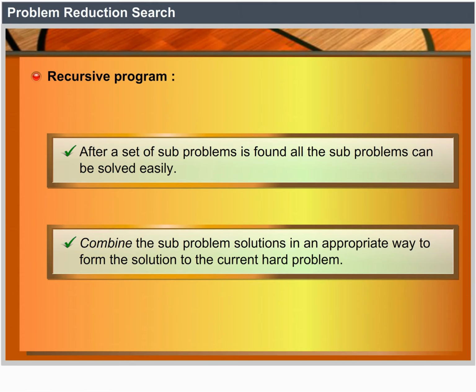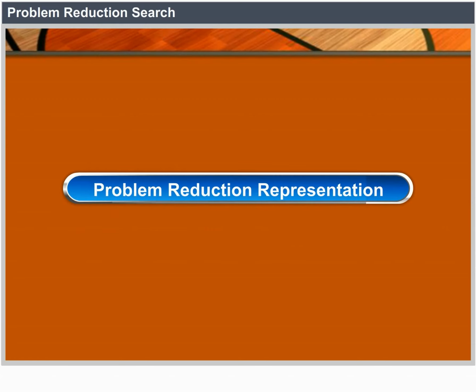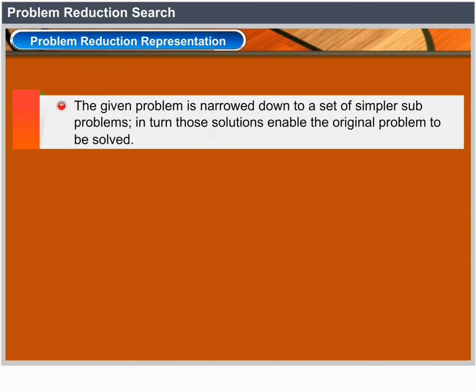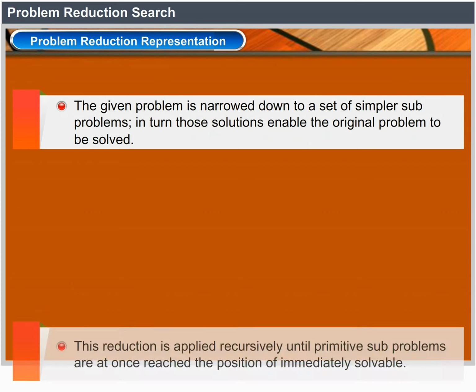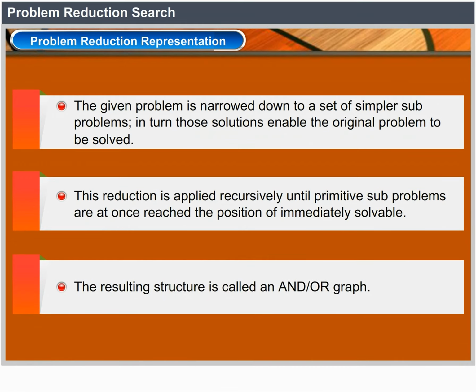Problem reduction representation. The given problem is narrowed down to a set of simpler subproblems. In turn, those solutions enable the original problem to be solved. This reduction is applied recursively until primitive subproblems are reached that are immediately solvable. The resulting structure is called an AND/OR graph.